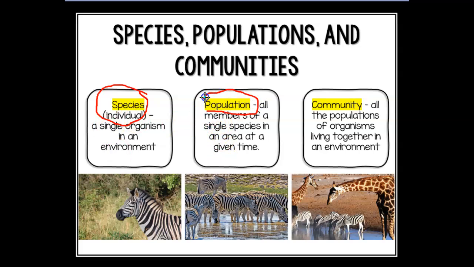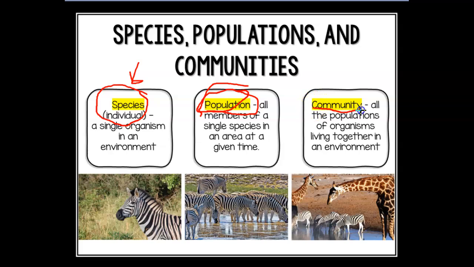Then, when I'm talking about a population in an ecosystem, that's all of the members of that single species in an area at a given time. So, if there's 10 zebras that like to hang out together, that would be a zebra population. There's 10 individual zebras, but all of them together as a group would be that population.